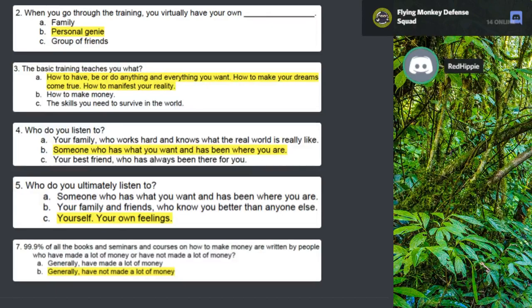Generally, where did these people make most of their money? Book sales. Yes, that's correct. Selling books, tapes, and seminars on how to make money.